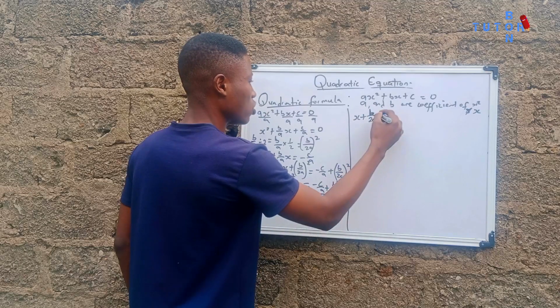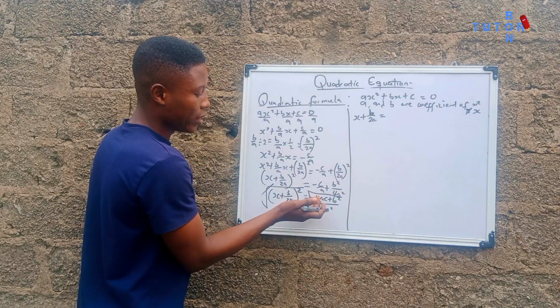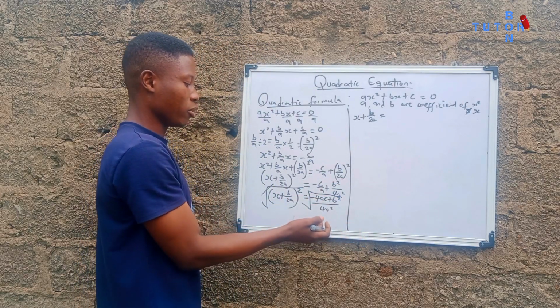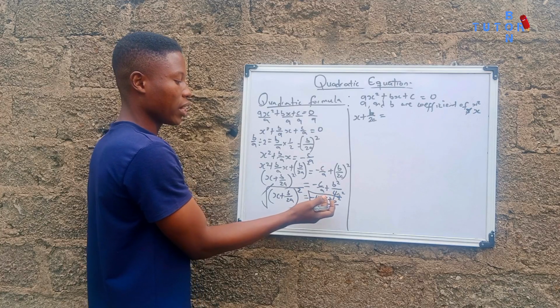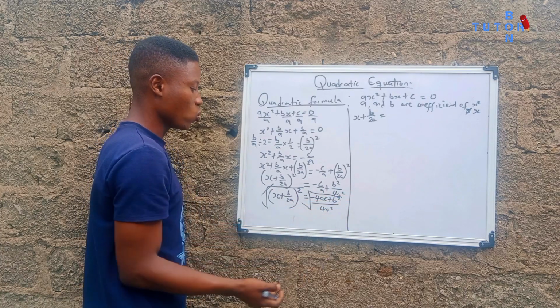to be equal to, you have this. You cannot find the square root of minus 4ac separately, because you can get the square root of minus 4, but you cannot get that of ac. And you can also get it for this b squared also.